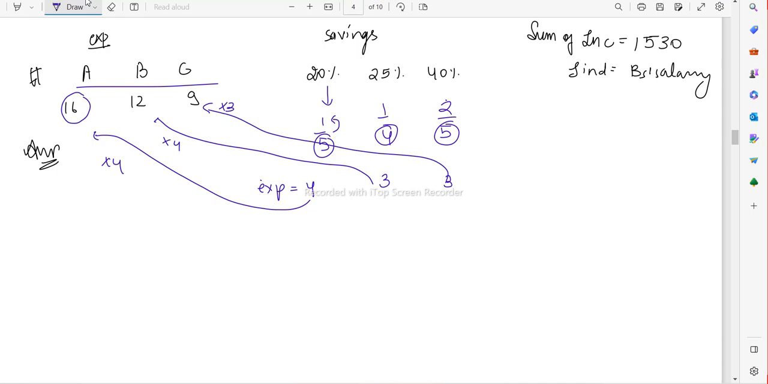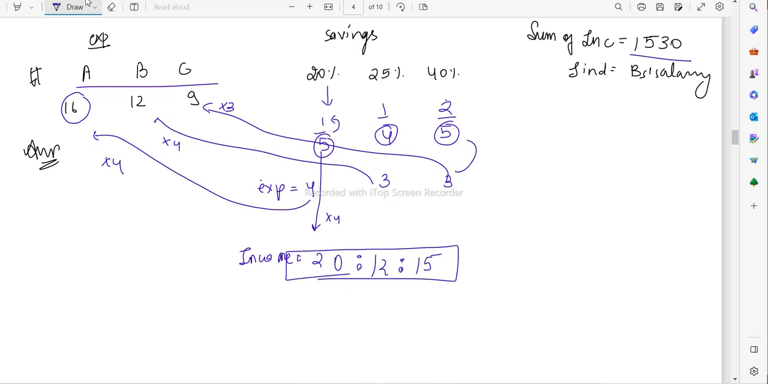If I talk about the income, income would also be 4 times here, right? So income would be equal to 20 ratio, 12 ratio, 50. Now if the sum of income is this, you can just add all of them, compare it with 1530, see how many times it is more, and then just multiply that with b. You'll get the salary here.